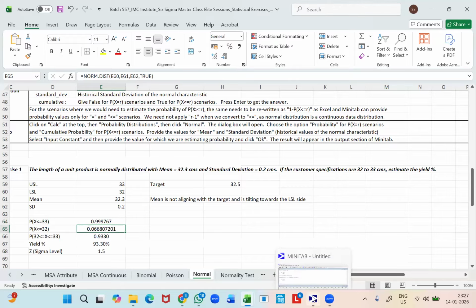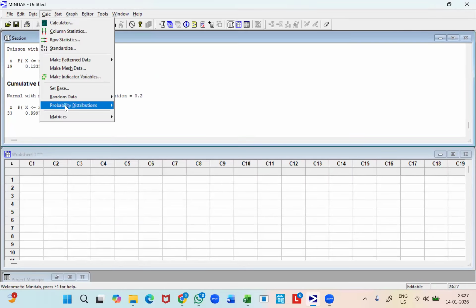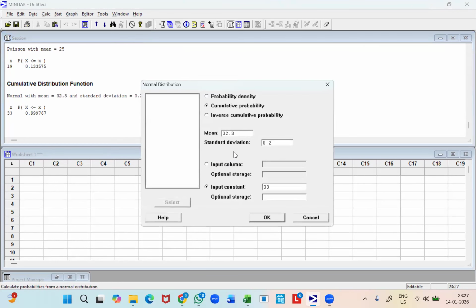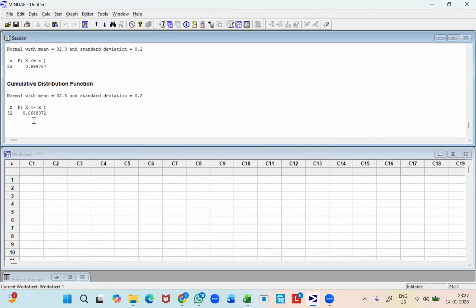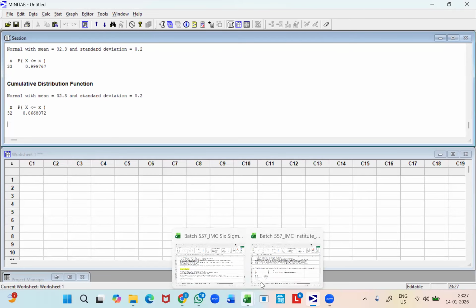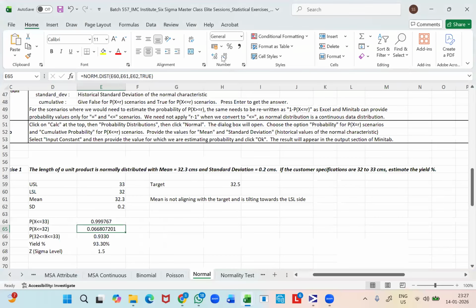And now the area to the left of 32. So again go to Calc, Probability Distributions, Normal, and the input constant will be 32. So the left-hand side area is 0.0668072. Subtract these two values, and you will get the area between 32 and 33, and that will be considered the yield rate. In terms of percentage, this will be 93.3%, which is the yield percentage, and in terms of sigma level, this will be 1.5 sigma level.